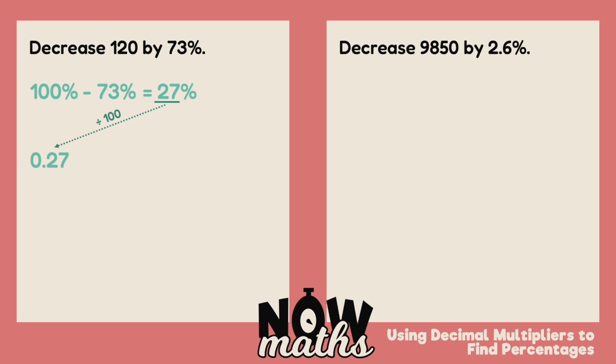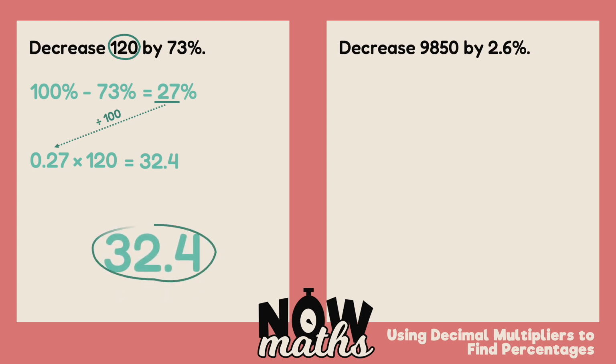So in this case, we're trying to decrease 120 by 73%. So we need to work out 0.27 multiplied by 120, which is 32.4. And this is our final answer.